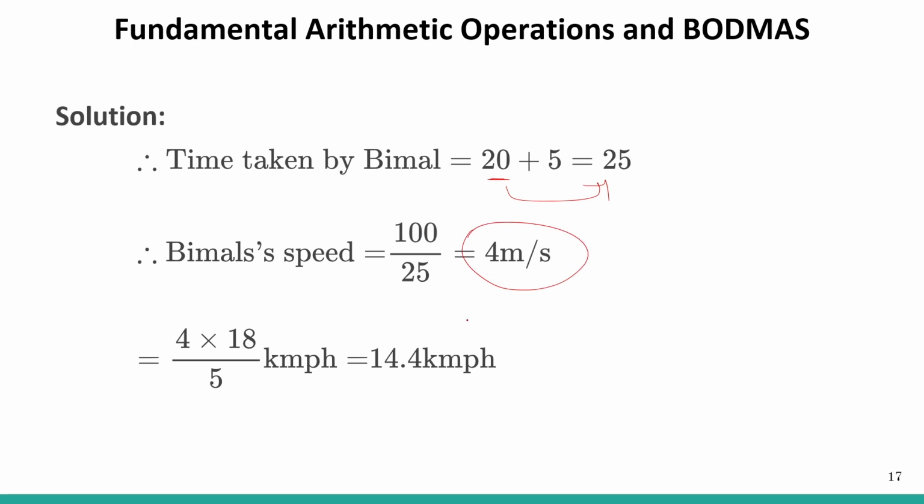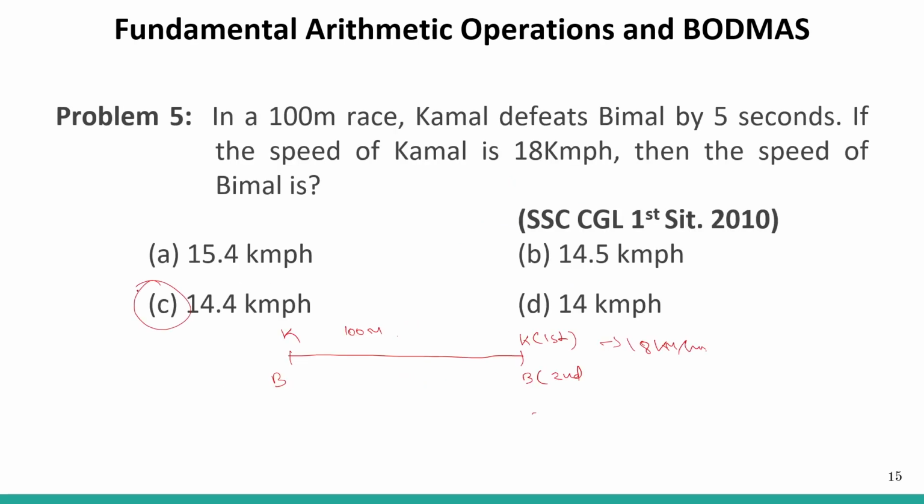But we want to calculate it in kilometer per hour speed. Okay. So what we do is we multiply it by 18 by 5 to convert meter per second to kilometer per hour. So it will become 14.4. So 14.4 is the correct answer. These are all wrong answers.